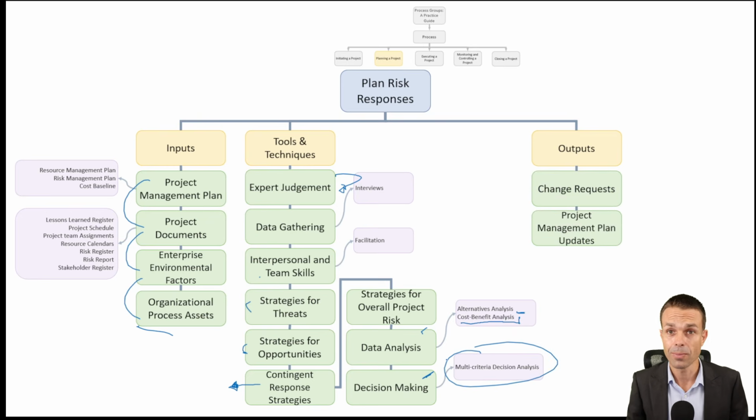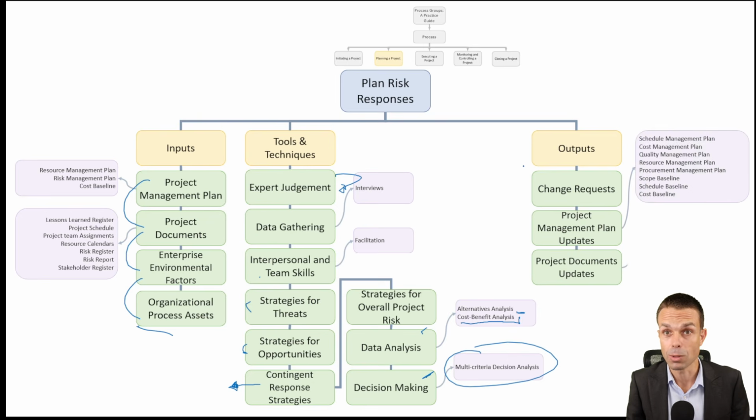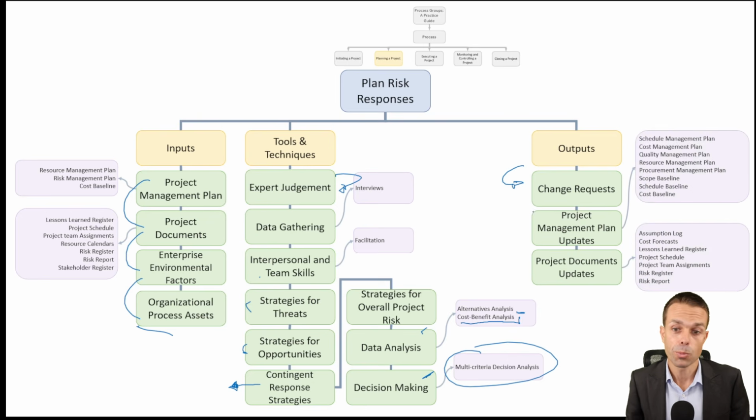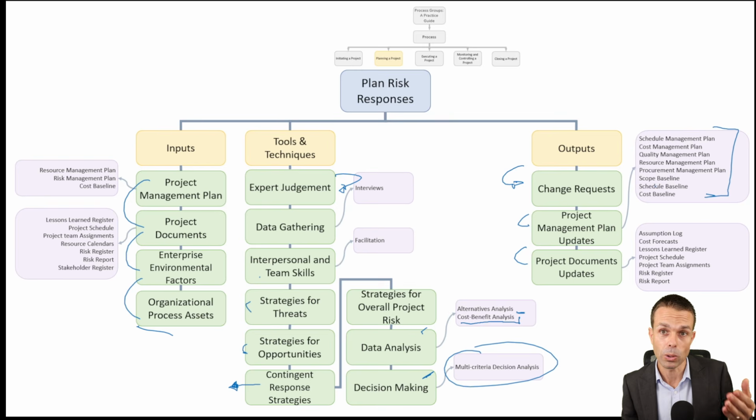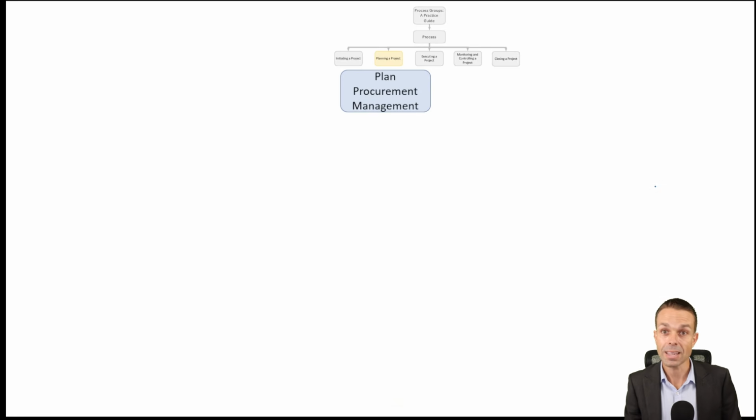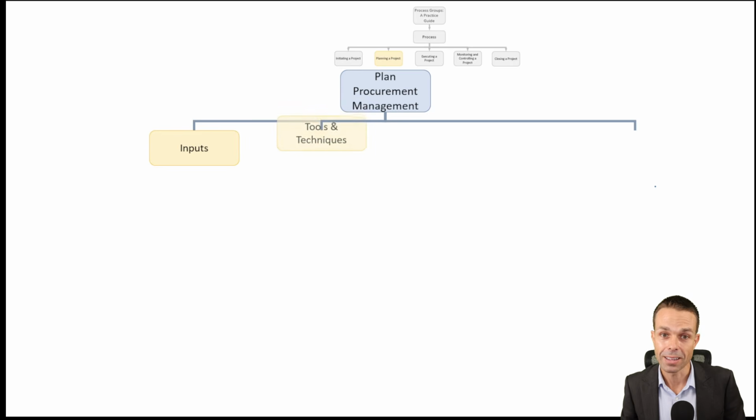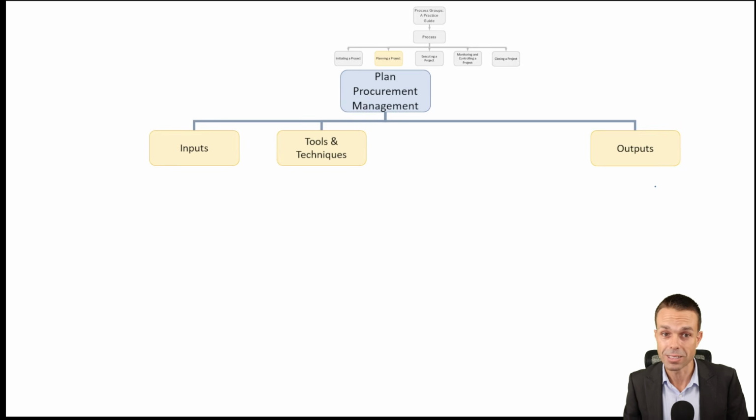The outputs we want here, we might have some change requests as we manage our risks and their responses, project management plan updates and project documents updates. All of these things can be updated. Schedule, cost, scope might change as we respond to risks, and they change the way we approach our project. Now, lastly, in planning, we can plan procurement management.